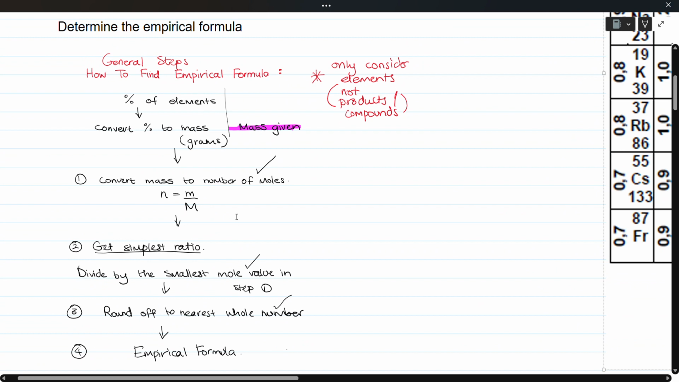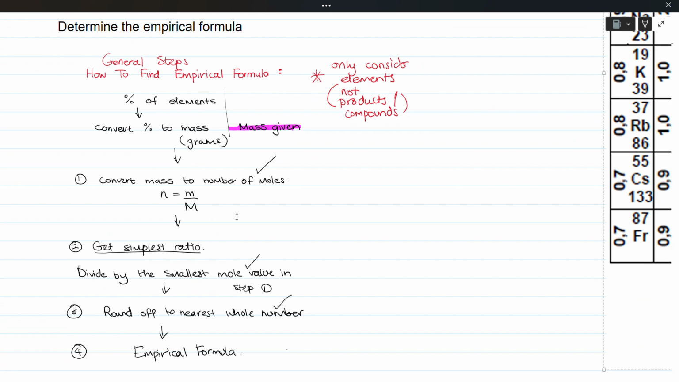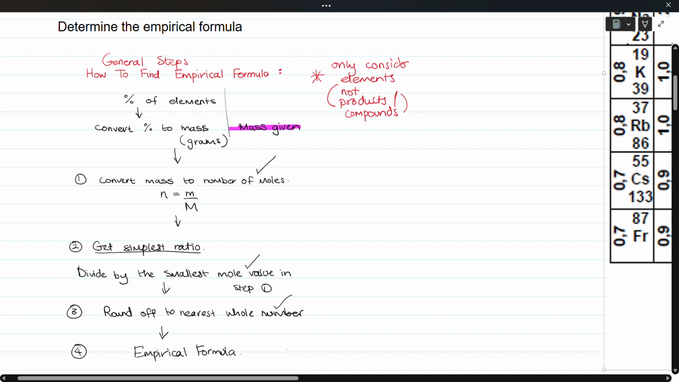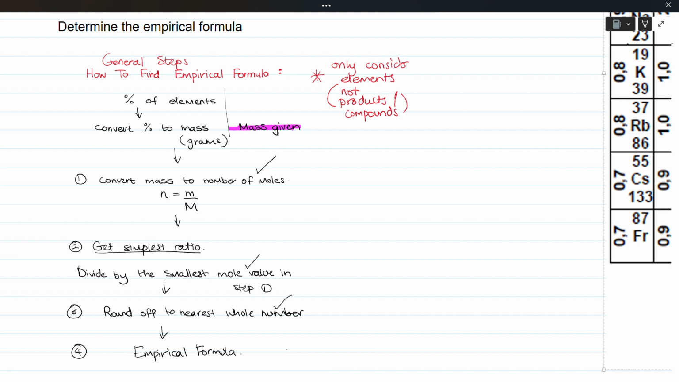The first thing is when you get your question and they ask you to calculate your empirical formula, you need to check, is it in mass, is it in grams? If it's given to you as a percentage, you're just going to simply convert that percentage value to grams. The other thing is they could give it to you in mass. The basic idea here is you always want to have your values in a mass value.